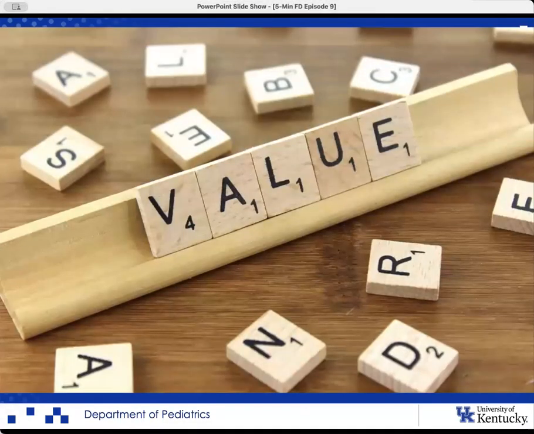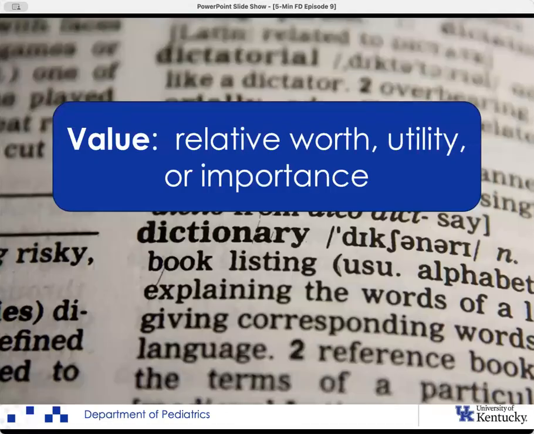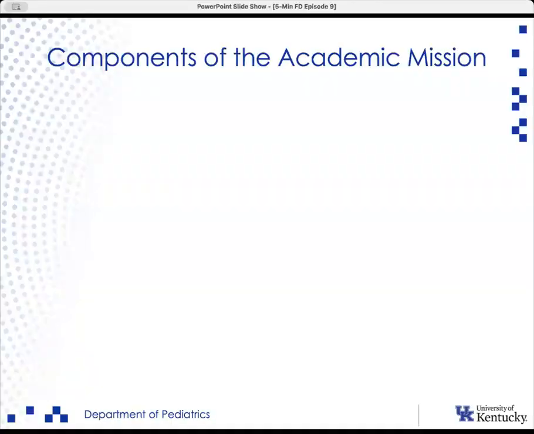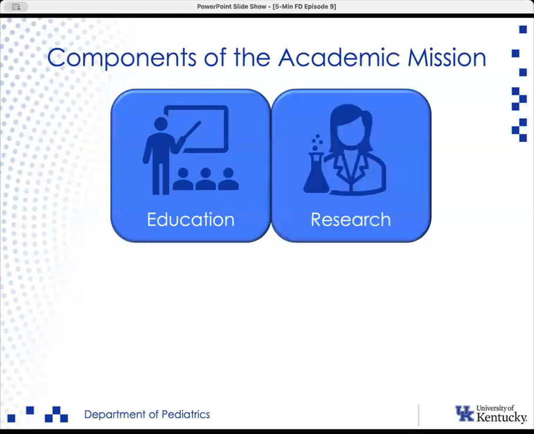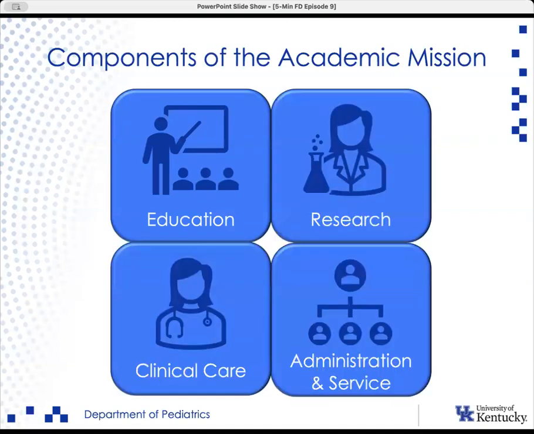What does value mean? Merriam-Webster defines value in numerous ways, the principal one of which that fits our discussion is relative worth, utility, or importance. So when thinking about creating value for the organization, it's really worth, utility, or importance for the university. How can you do that? It's through one or more components of the academic mission: education, research, clinical care, and administration and service.